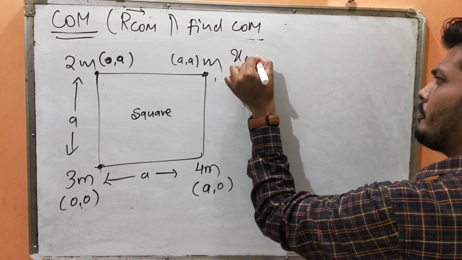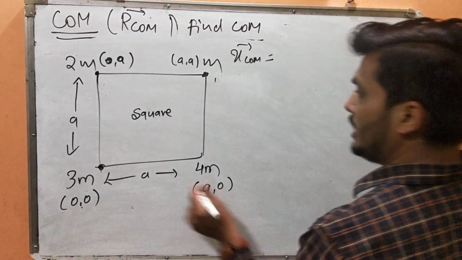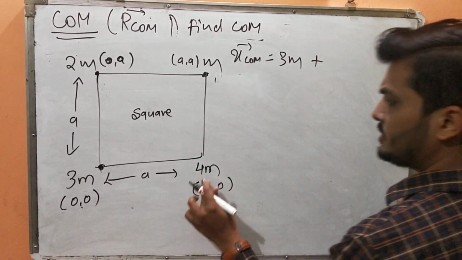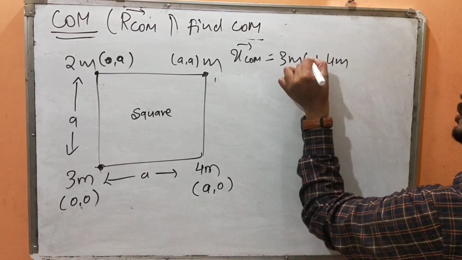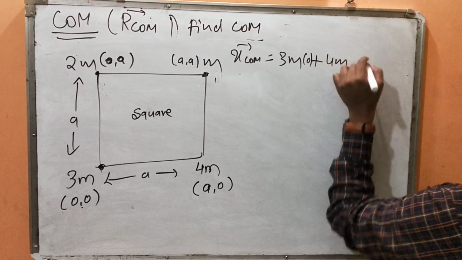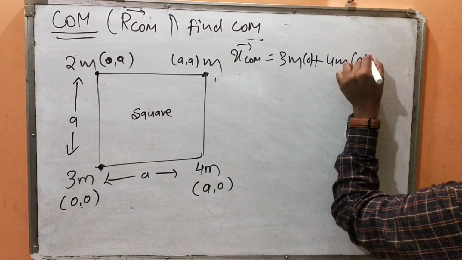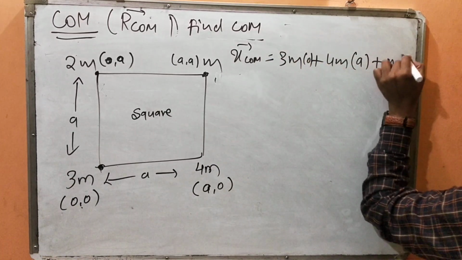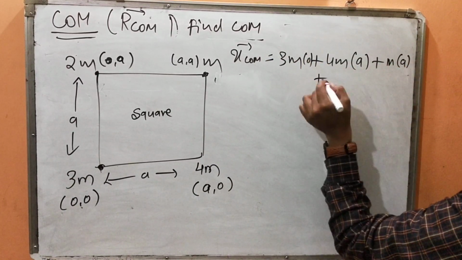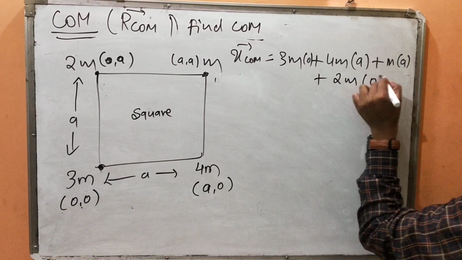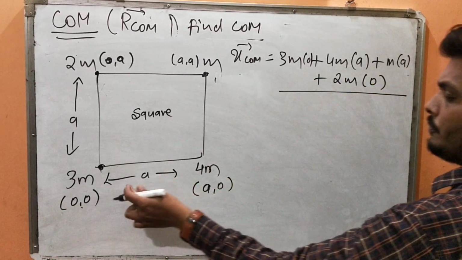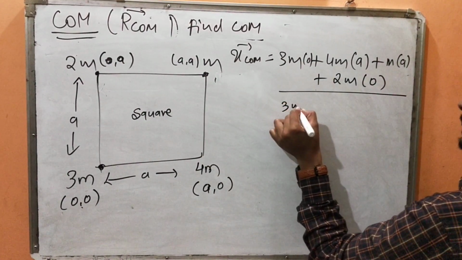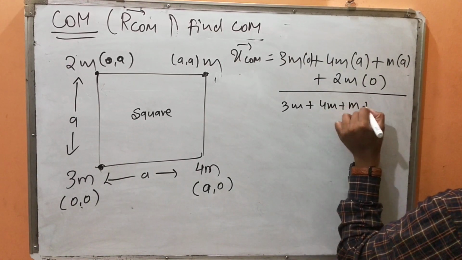Now x center of mass will be what? At this point, m1 is 3m, r1 is 0, plus what is m2? 4m. I'll write 0 here. Okay, 4m plus x1. I'm taking x coordinate, so it will be A, plus m, x coordinate A, plus 2m, x coordinate 0, divided by m1 plus m2 plus m3 plus m4. Remember the formula. So what will be this? 3m plus 4m plus m plus 2m.